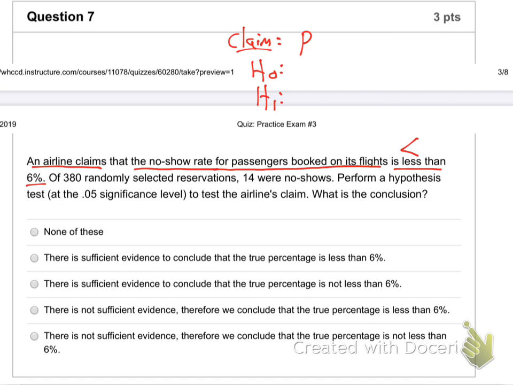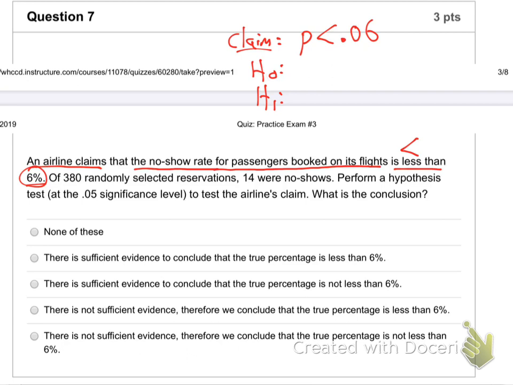Right? Mu is for average. It's the Greek M for mean. And P is for percentage or proportion. And it's less than 0.06, right? That's 6%. Remember to go back 2 places. It's not 0.6, right? It's 0.06. So there's what's being claimed. That's the most important thing. We got the claim. Can you take it from there?